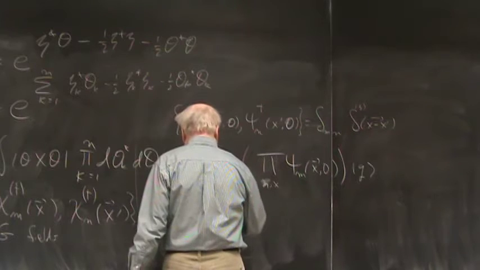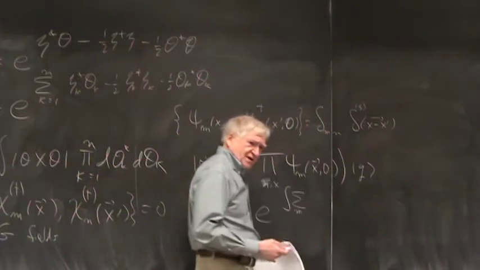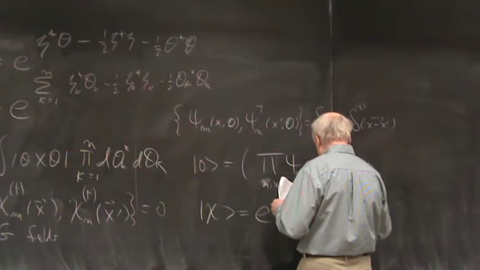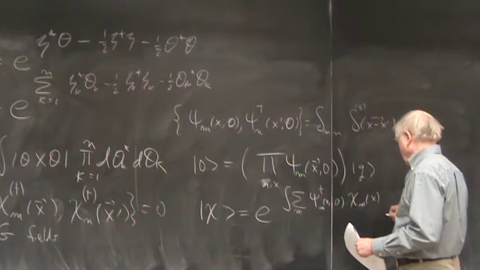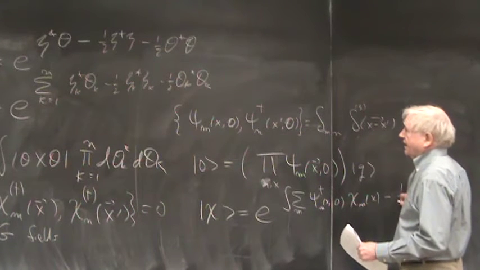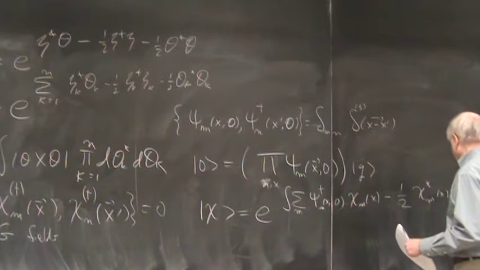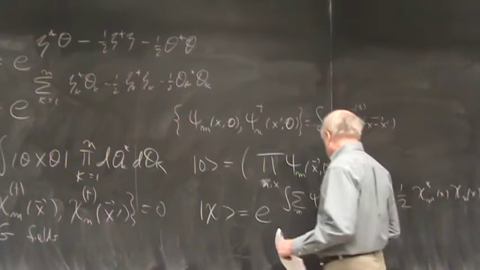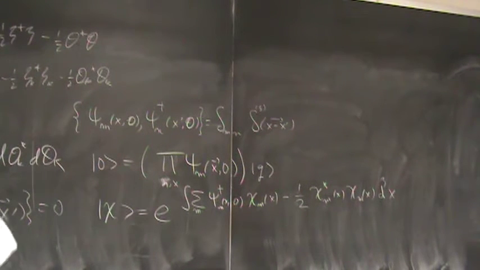Now, what is this generalized coherent state? Well, it's going to be e to the integral, sum over m, where m just goes from 1 to 4, over the components of the Dirac field. It's going to be psi dagger m of x and 0, chi m of x minus a half chi m star of x chi m of x, d cubed x. So we have a single species of fermion? Yeah. Let's not knock ourselves out with more than one Fermi field. But clearly, if you had more, you'd do the same thing.